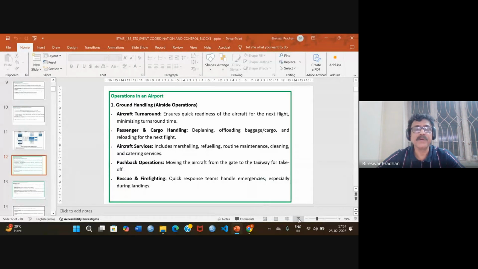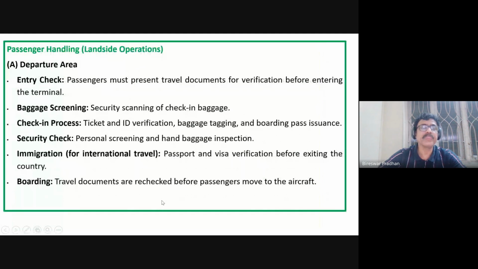Okay. Again, we have passenger handling: landside operation, departure area. When the arrival and departure is there, now entry check. When we are talking about checking, the passenger must present travel documents, that means tickets and identity, maybe a voter ID or passport, for verification before entering the terminal.